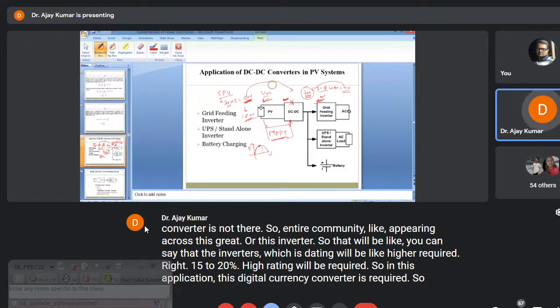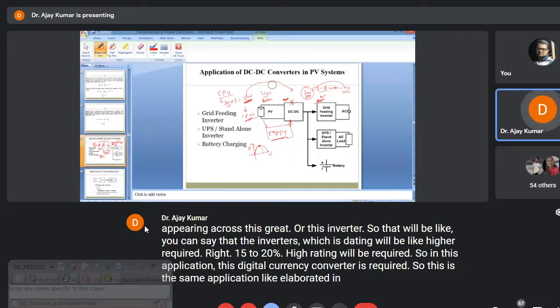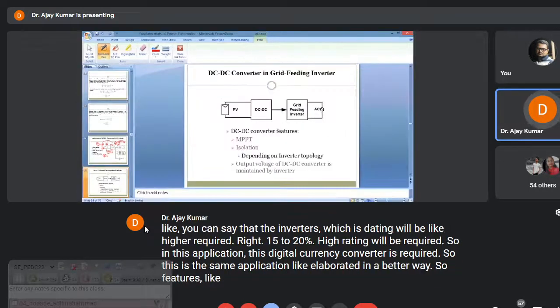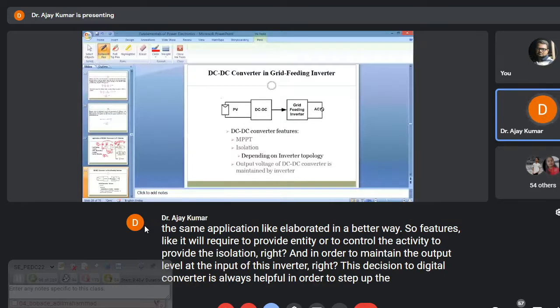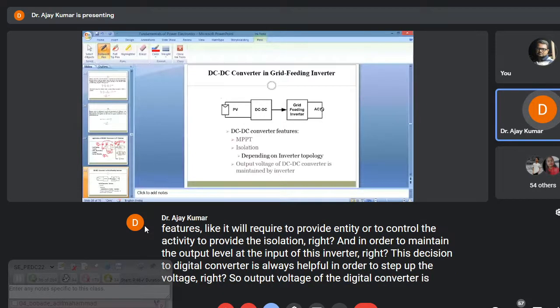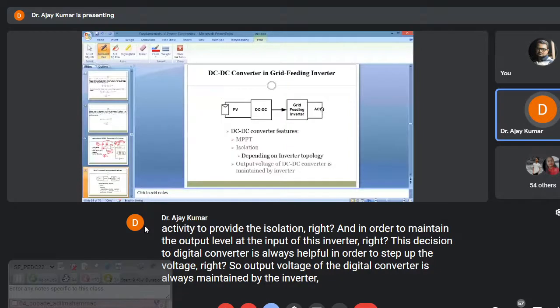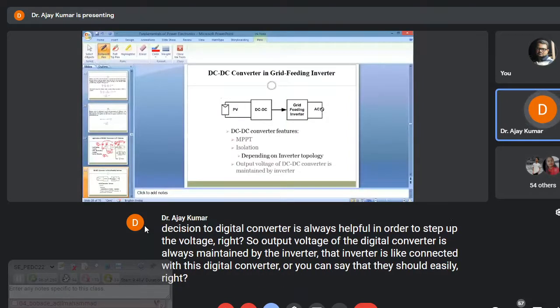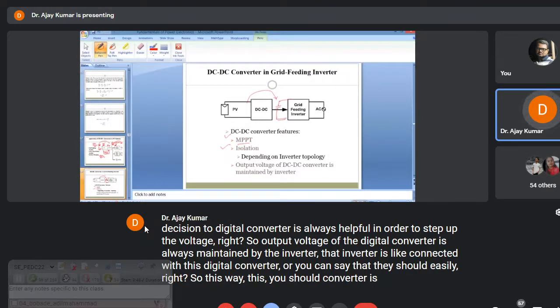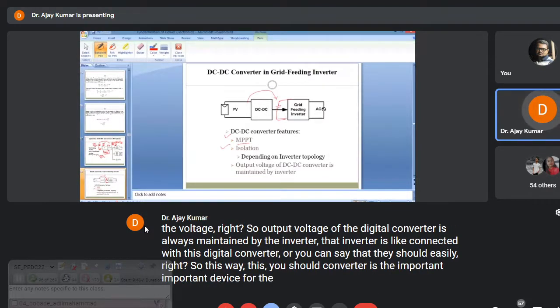So this is the same application, elaborated in a better way. Features like providing MPPT control and isolation are required, and in order to maintain the output level at the input of this inverter, this DC to DC converter is always helpful to step up the voltage. The output voltage of the DC to DC converter is always maintained by the inverter, which is connected with this DC to DC converter, or you can say the DC link. This way, this DC to DC converter is the important device for the grid connected solar photovoltaic application.